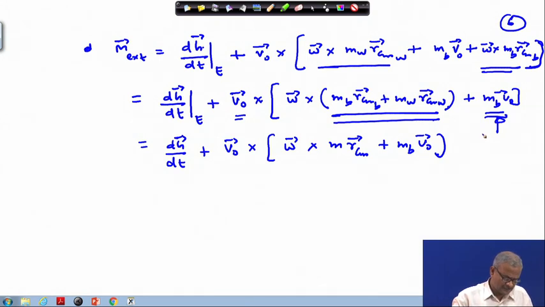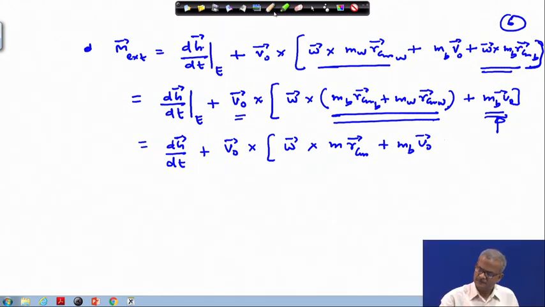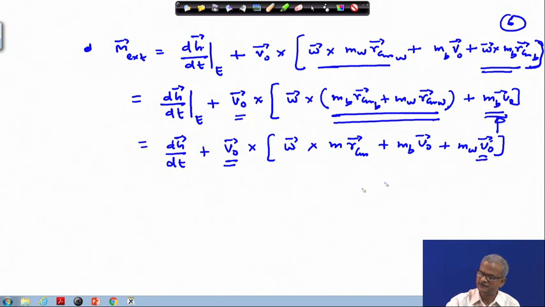Okay. So, here perhaps we have missed out one term, it seems: m_b times m_w times v0. What we will do, say if I write here like this, does it make any difference to the system? Because if you see that v0 cross v0 will cancel out. So, adding this does not make any difference.